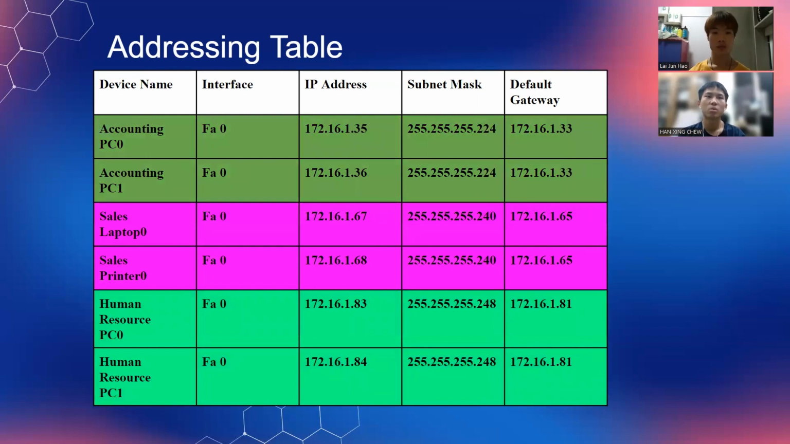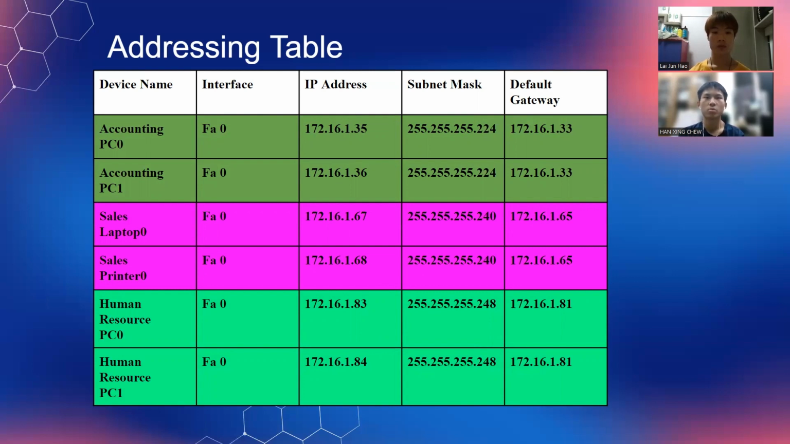For accounting, we're using two PC as well and using Fast Ethernet interface. And for IP address, we are starting from 172.16.1.35 to 36. And subnet mask, we're using 224. And for default gateway, we're using 172.16.1.33. And for sales, we're using one laptop and one printer, and both also using Fast Ethernet.